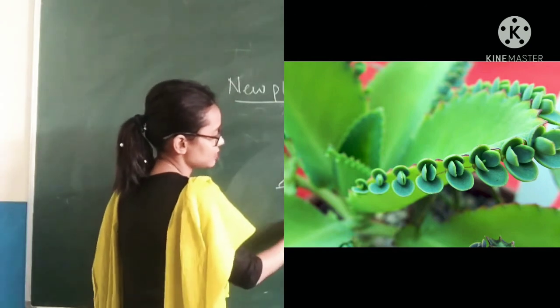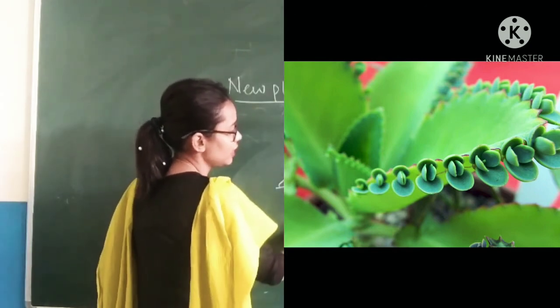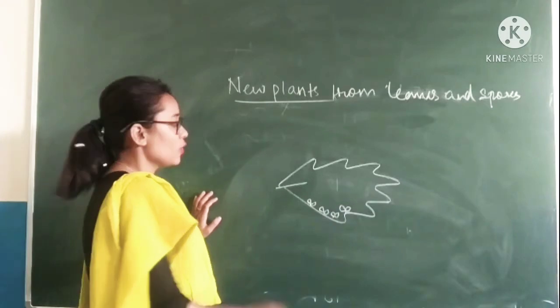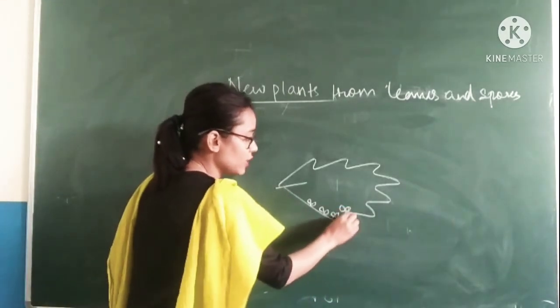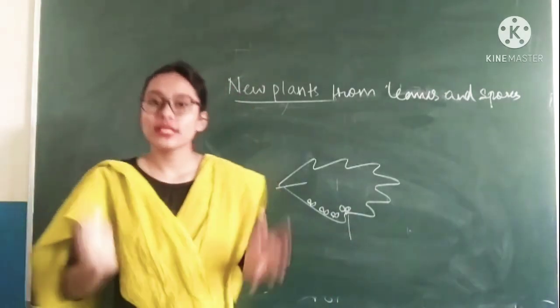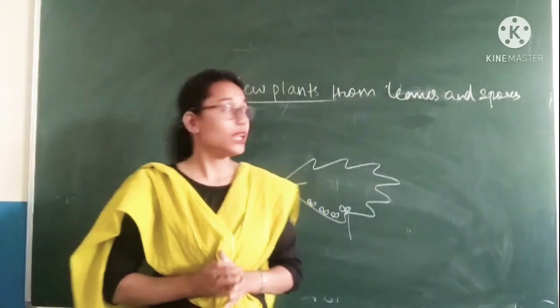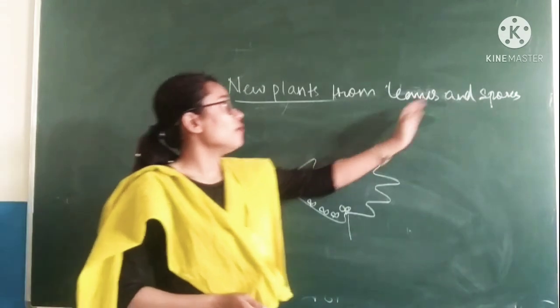Small bud-like structures will be formed on the leaf. Okay. Once the condition is suitable, what happens? These buds will fall down and grow as a new plant. Okay. Now, new plant from spores.